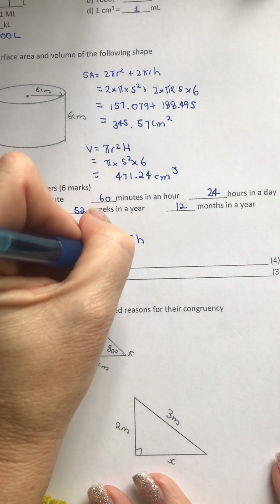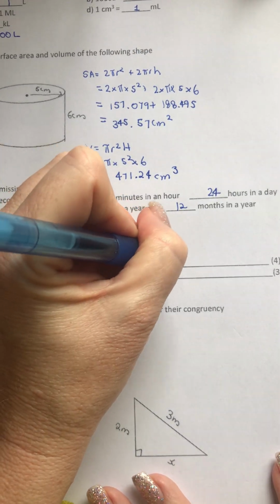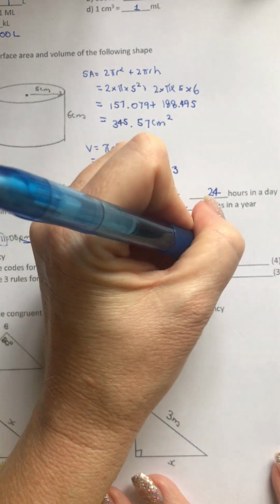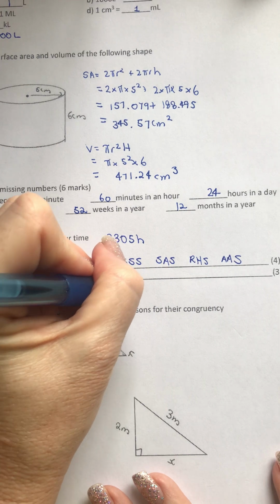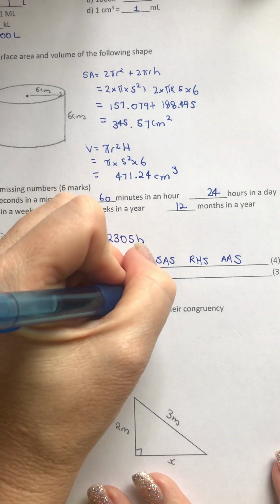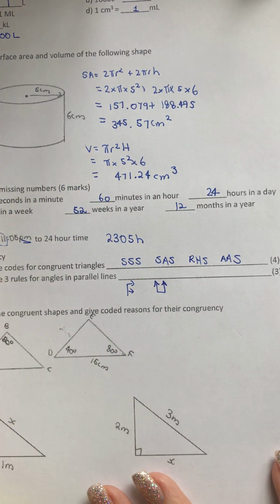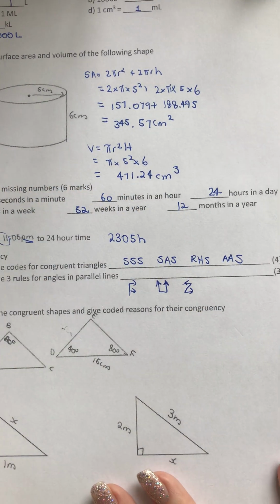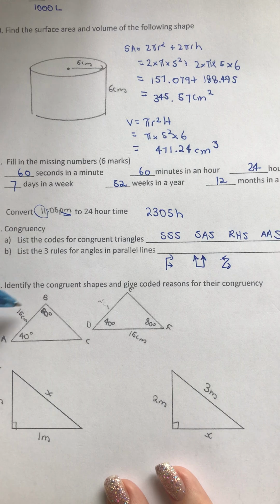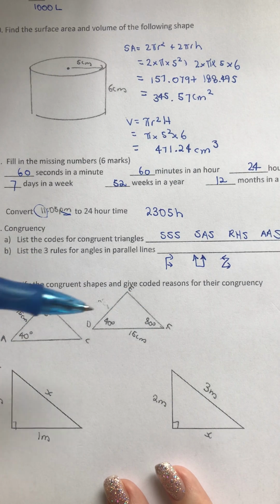Congruent triangles, we have our codes of SSS, SAS, RHS, and AAS. And our rules for parallel lines, we have our F rule, that corresponding angles are equal, our U rule, that co-interior angles add to 180, and our Z rule, that alternate angles are equal. Here we're looking for the congruent shapes and giving coded reasons.